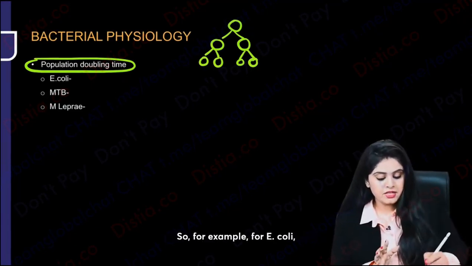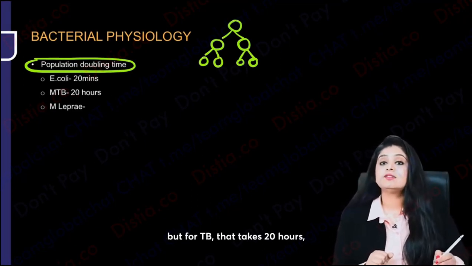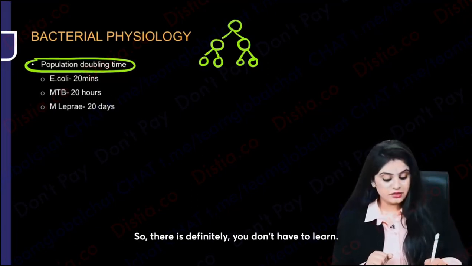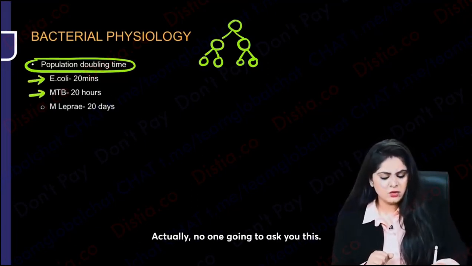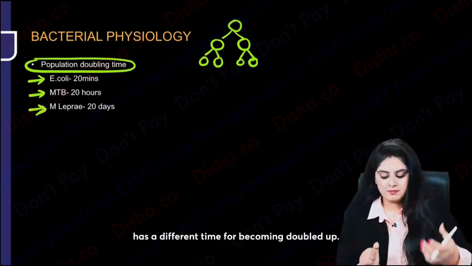So for example, for E. coli that hardly takes 20 minutes. But for TB, that takes 20 hours. And for lepra, it takes 20 days. So you don't have to learn this. Actually, no one's going to ask you this. I'm just telling you that every bacteria has a different time for doubling up.